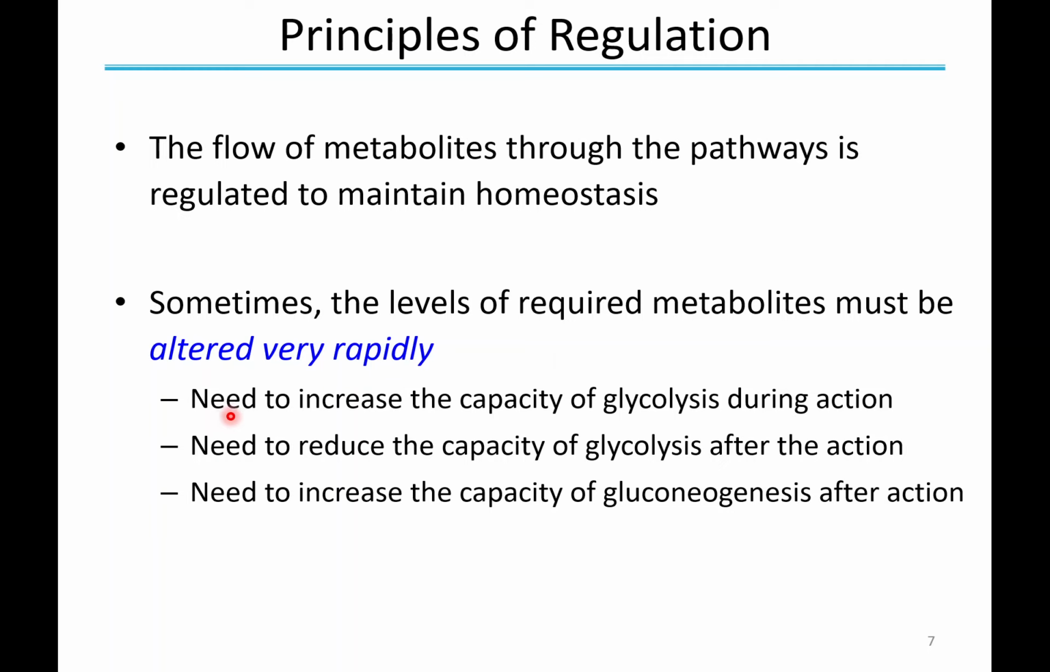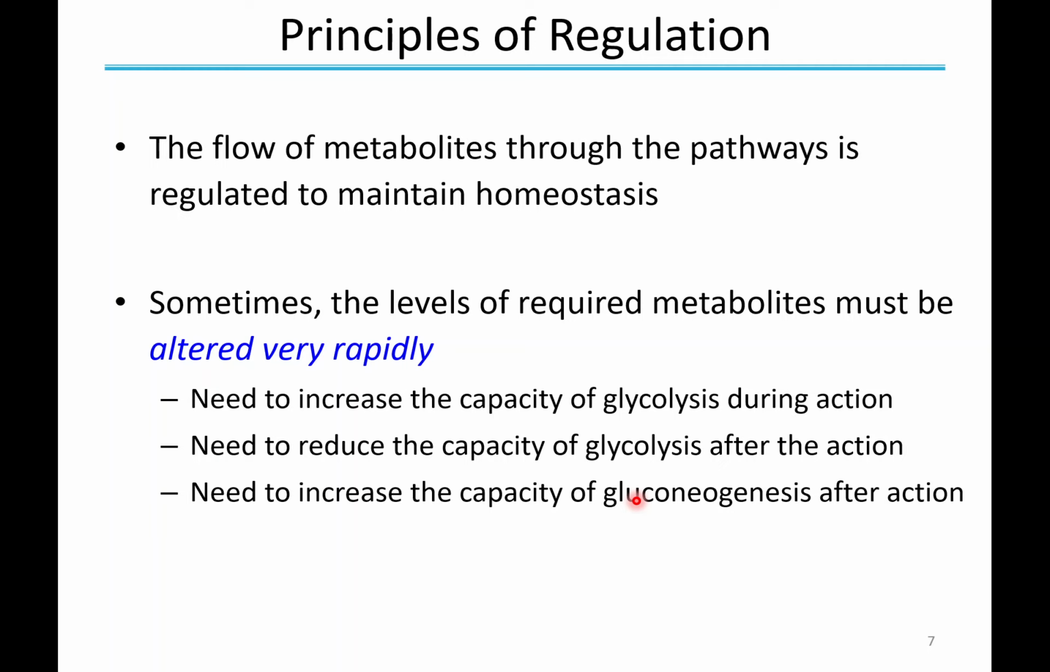Sometimes levels of a required metabolite have to be altered very quickly. Some examples of when that might be the case: you might need to increase the capacity of glycolysis when you're doing some sort of action, like running, let's say. So then the capacity of your glycolytic system has to be increased. Conversely, if you stop doing that action, then the capacity of glycolysis needs to be lowered. And after an action as well, the capacity of your gluconeogenesis needs to be increased.